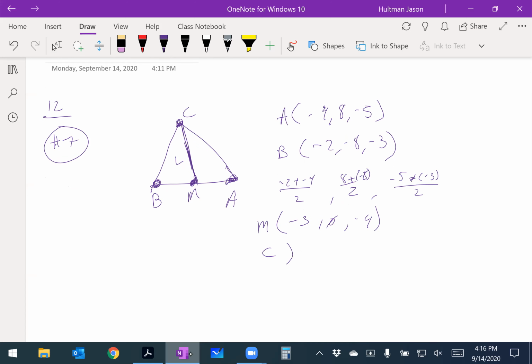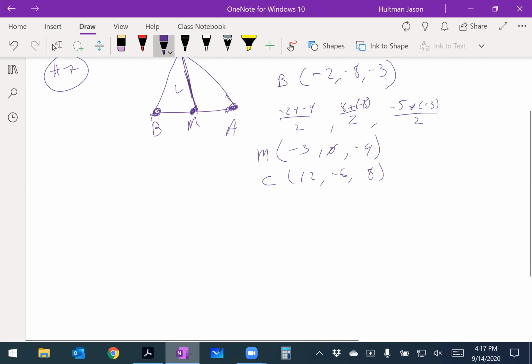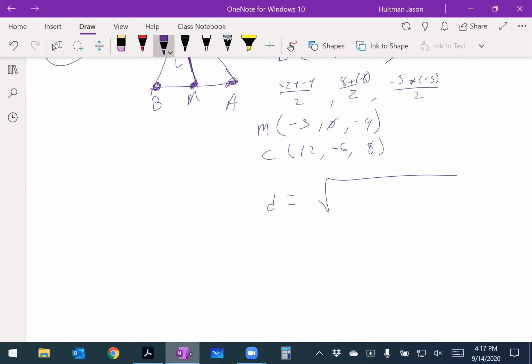Well, what was point C? C was 12, -6, and 8. And then I want to use the distance formula for this. So I just plug these in. x2 minus x1 squared, y2 minus y1 squared, z2 minus z1 squared. And you get 9 radical 5 when you plug all that in. Does that make sense?